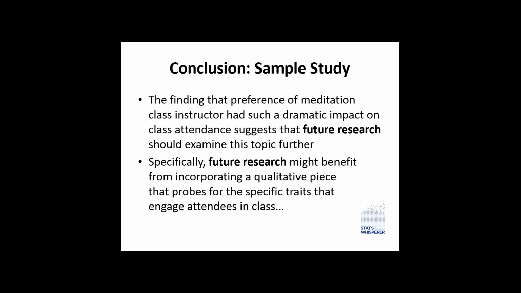And so for us, we might say, the finding that the preference of meditation class instructor had a dramatic impact on attendance suggests, and that's a big word, suggests, it's not saying we should or shouldn't do anything, it's suggesting that future research should examine this topic further. Specifically, future research might benefit from incorporating a qualitative piece that probes specific traits that engage attendees, right? So we know that there was a preference and even some traits were mentioned, but it wasn't systematically measured or examined with our qualitative questions.